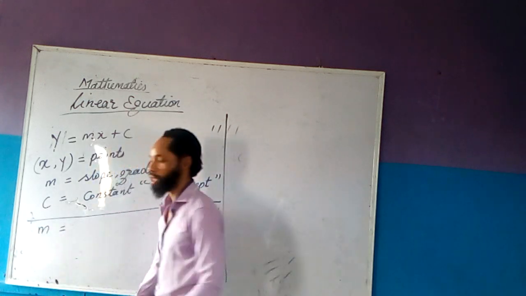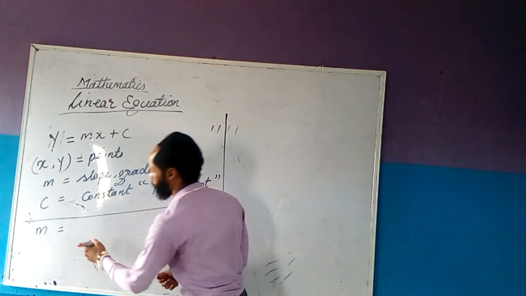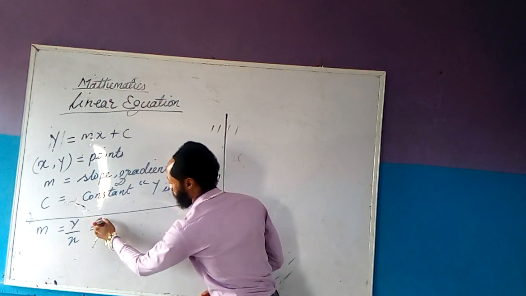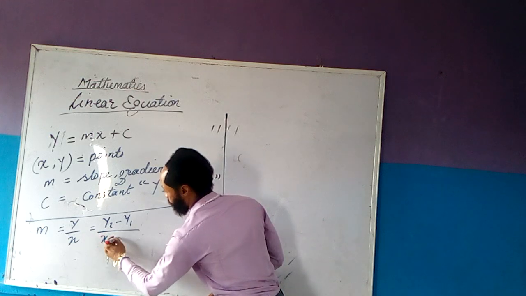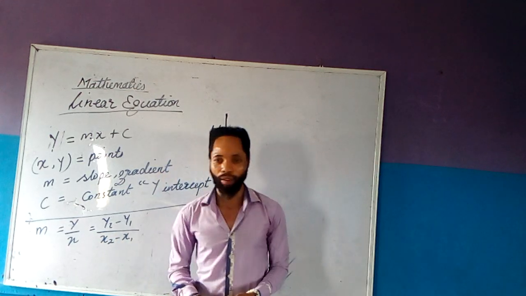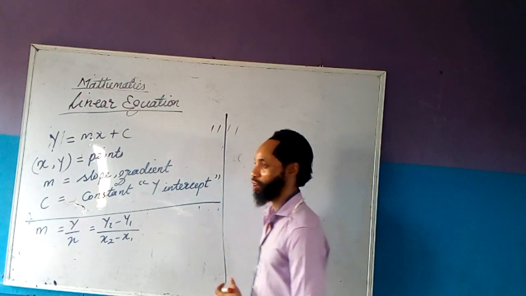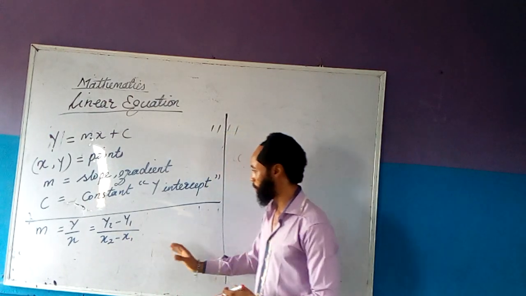M is our slope and it's also called the gradient, which can be expressed in form of y over x. It can also be expressed in form of y2 minus y1 over x2 minus x1. For trigonometry, our slope is the tan, arctan, or tan inverse. That's our slope.